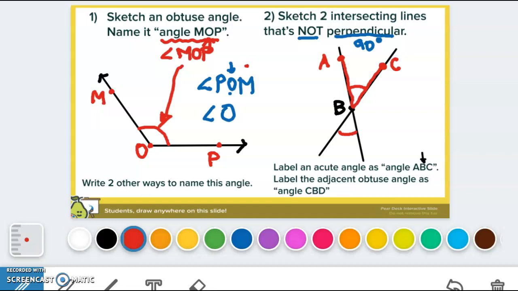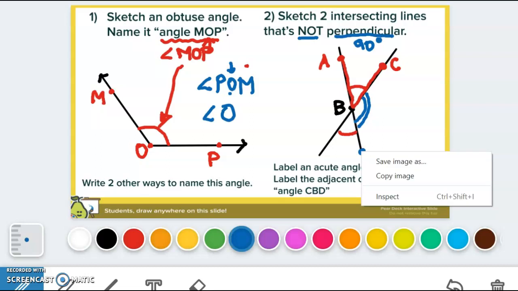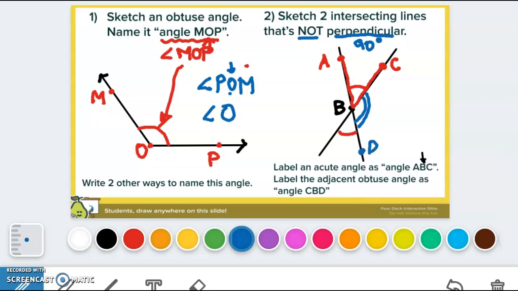Okay, now it's asking us to label the adjacent obtuse angle as angle CBD. So this is my acute angle that is called angle ABC. Where is an obtuse angle? The obtuse angle will be this one here, right? Obtuse meaning it's greater than 90 degrees. And I need it to be called CBD. If I was to call this angle, it will be C, B, and another point on here called maybe D. So that when we say angle CBD, it's the angle that is formed between line CB and DB. So this is the angle.